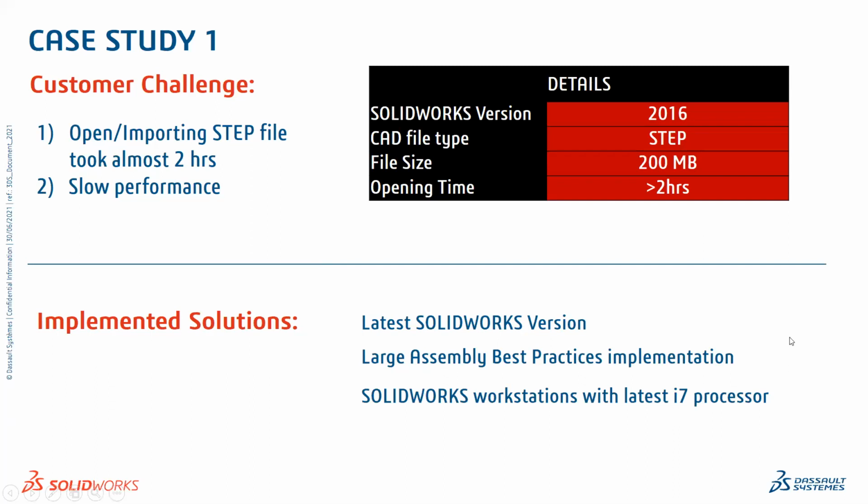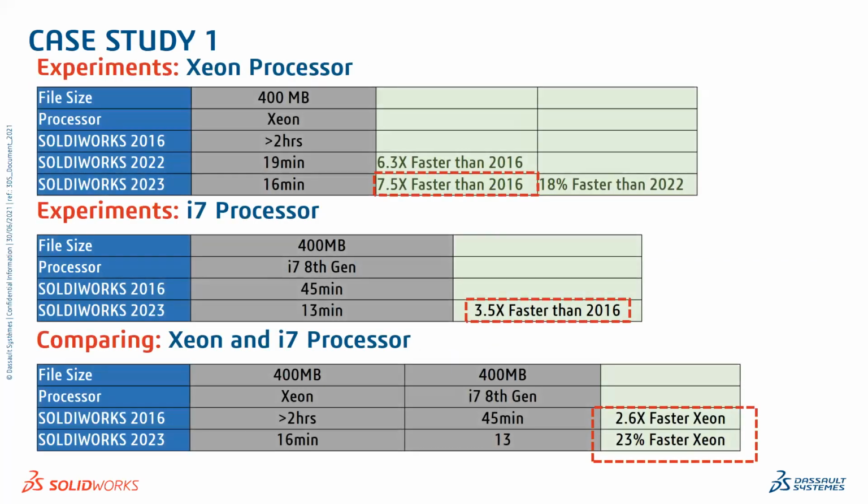Okay, what are all the solutions we have implemented? We recommended going for the latest version of SolidWorks, along with all the best practices we discussed in part 1, part 2, and now. We also recommended that they go for an i7 processor. Now we can see how the performances are listed here. For example, with the Xeon processor, the file size we took was 400 MB, which is the worst-case scenario for the customer.